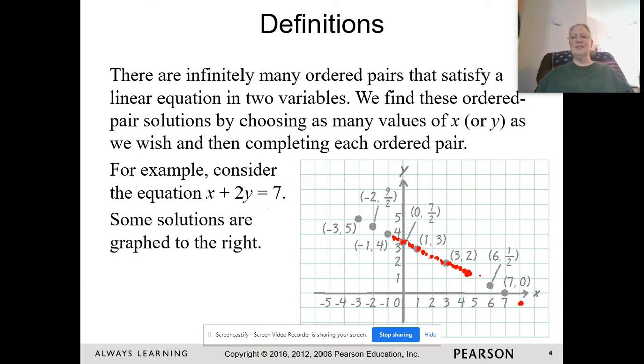To save ourselves some time, rather than drawing an infinite number of points, that's an awful lot of points to be drawing, we just draw a line and we put arrows on the end to indicate that the line keeps on going. And this line is a picture of all of the solutions to this particular equation.